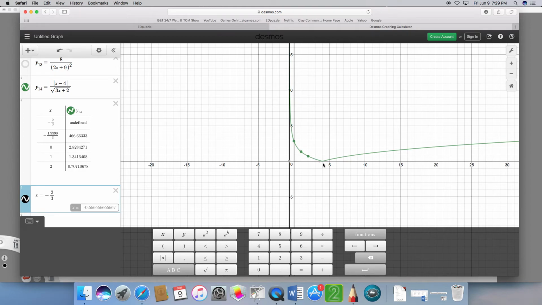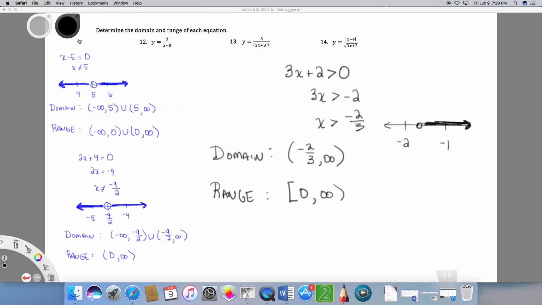You can see it's coming down here and touching the x-axis and then kind of bouncing off of it, and it's going off to the right. Well, all of those y values are positive. So our answer here agrees with our graph for this number 14.